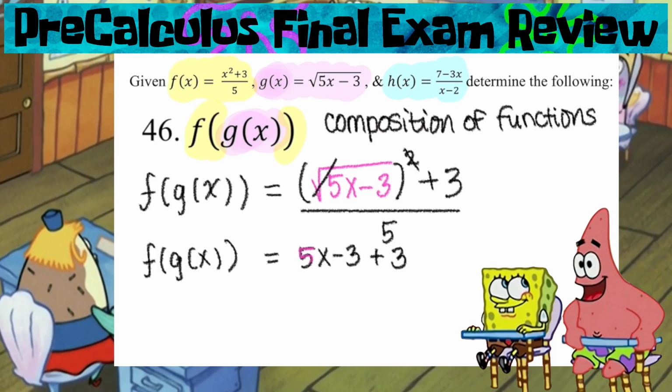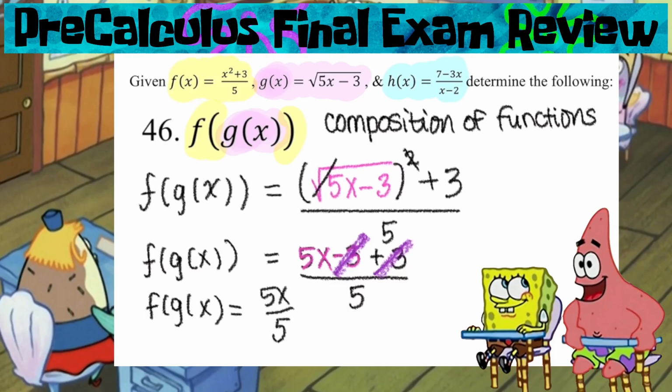So just to kind of stress, that's where that came from. Keep track of what you're doing, right? All over 5. What happens next? In the numerator, negative 3 and positive 3, or minus 3 and plus 3 really, cancel. They made 0. Cancel means to make 0. So that's gone. What is left over? F of g of x, technically in the next step, is 5x over 5.